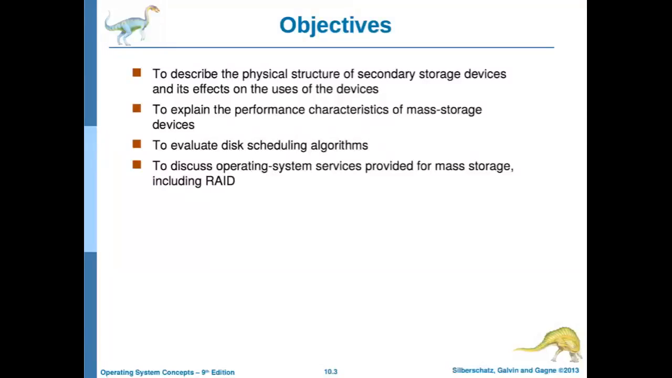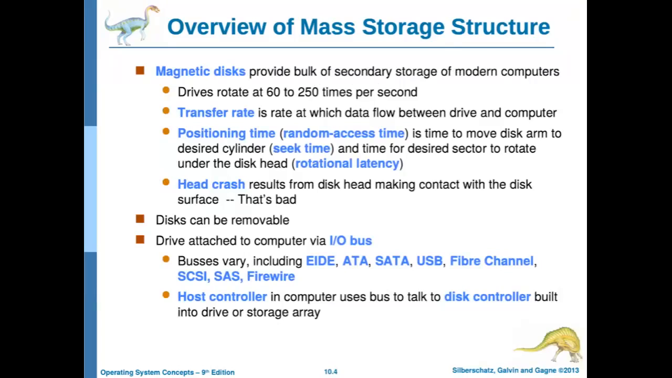The objectives are basically to see different ways of storing data on a secondary storage device, the physical structure of disk, and what the different performance characteristics of mass storage devices are. The most important part is disk scheduling algorithms and some introduction about RAID, that is, redundant array of independent disks. Let us start our discussion of disk management.